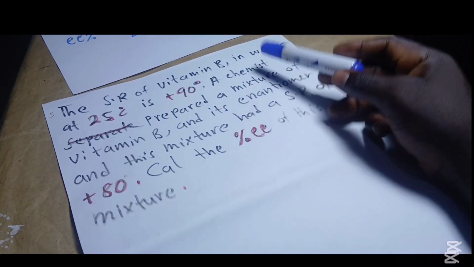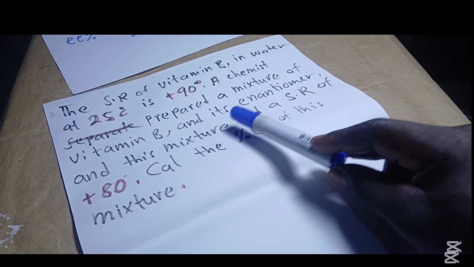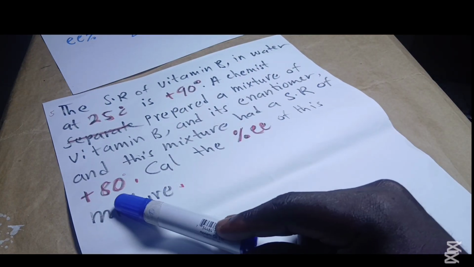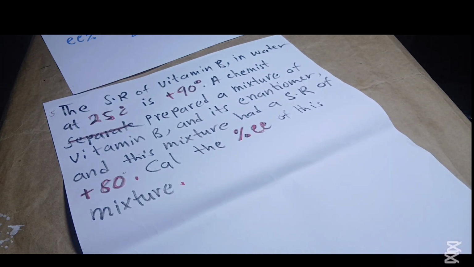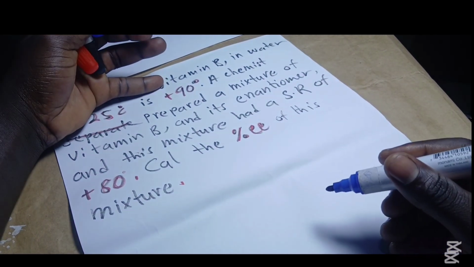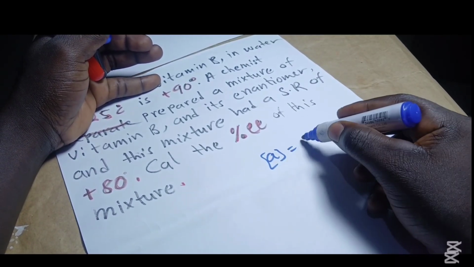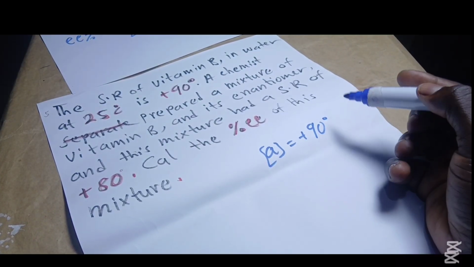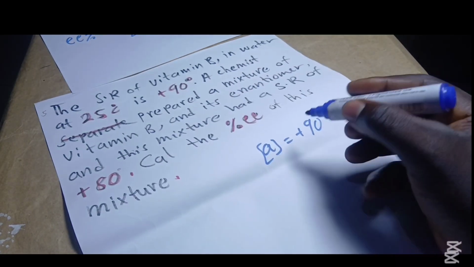The specific rotation of vitamin B in water at 25 degrees Celsius is positive 90 degrees. A chemist prepared a mixture of vitamin B and its enantiomer, and this mixture had a specific rotation of positive 80 degrees. Calculate the enantiomeric excess of this mixture. So a pure vitamin B will have a specific rotation of positive 90 degrees. But a chemist preparing a mixture of vitamin B and its enantiomer, and this mixture had a specific rotation of 80 degrees.